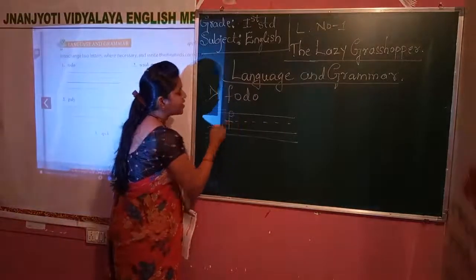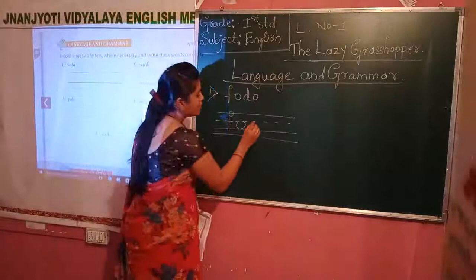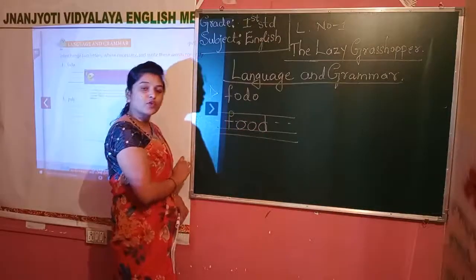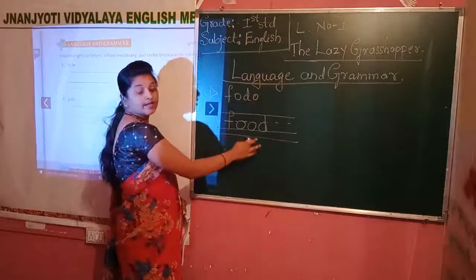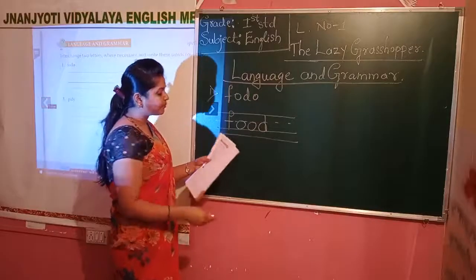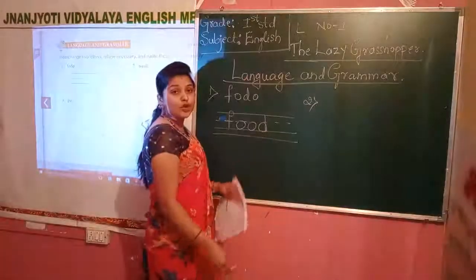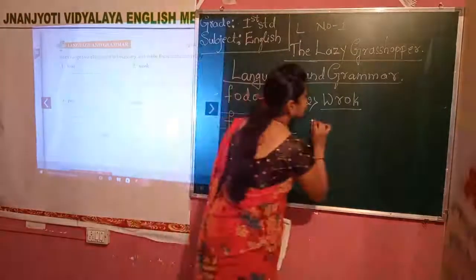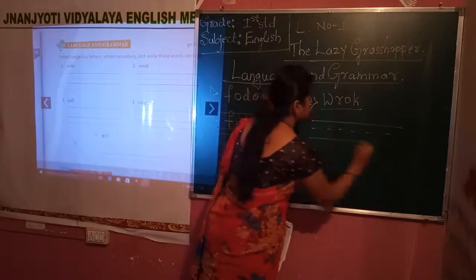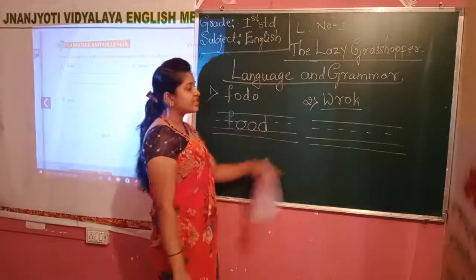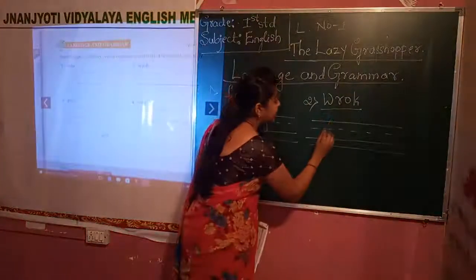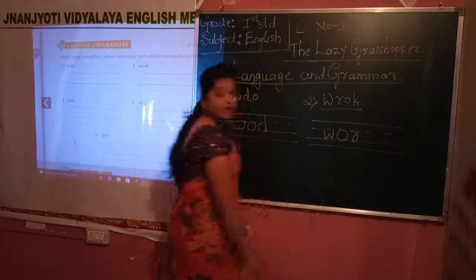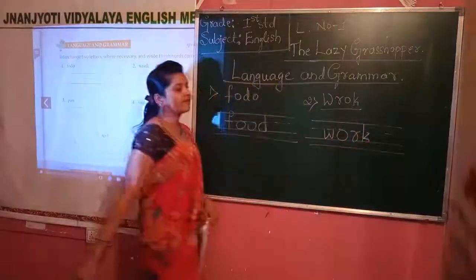First, you have to write FOD. Correct? FOOD. Food. You got one word? By interchanging the letters, you got a word called food. Next one. Second one. WROK. Is this correct? No. You need to make it correct. So interchange letters. First you have to write W as it is. W. Next O. R. K. Work.